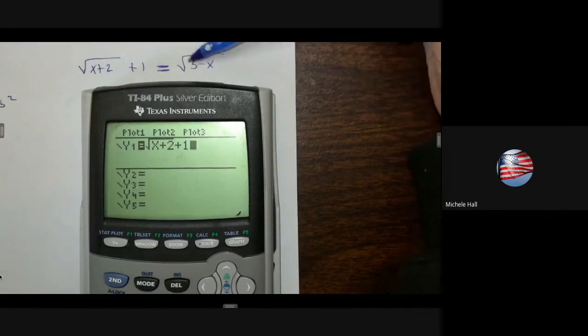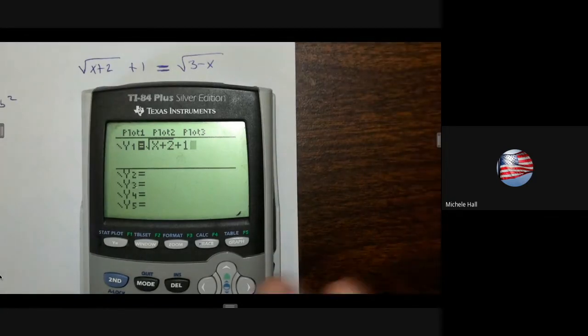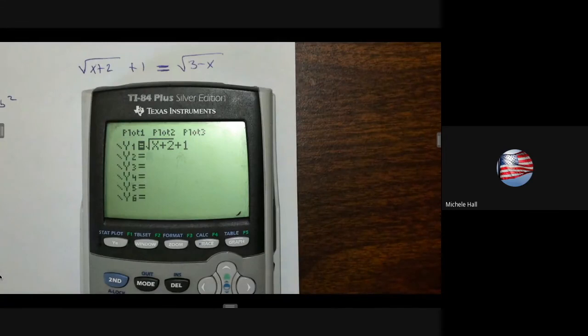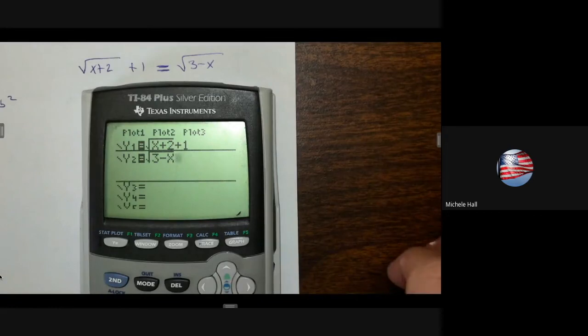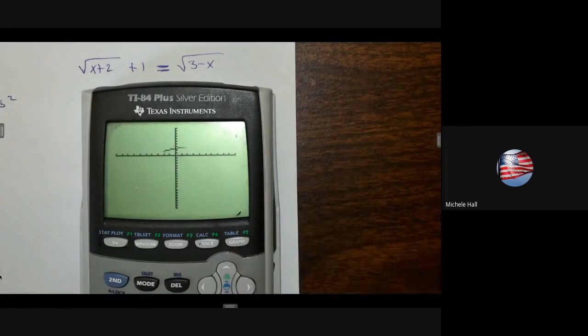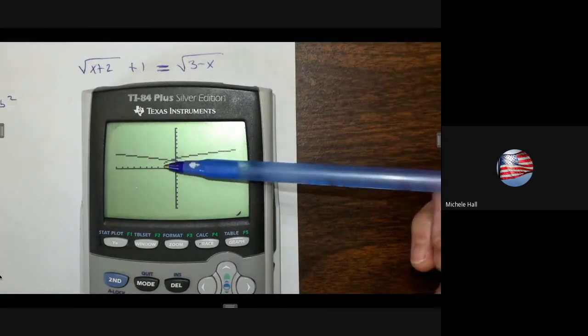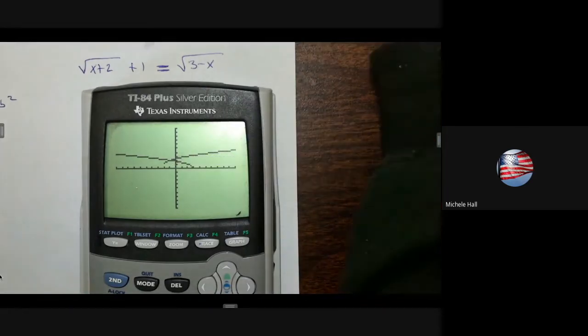And now y2 is going to be the right-hand side of the equation. So arrow down to y2. And we have the square root of 3 minus x. Graph. We are looking for where these two are intersecting. That would be where they're equal. We are trying to find out what x equals.